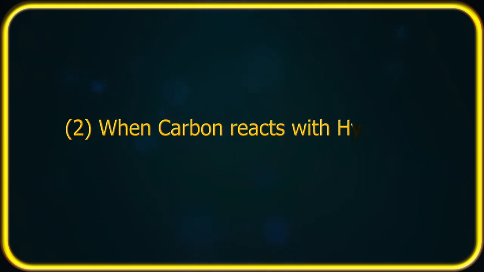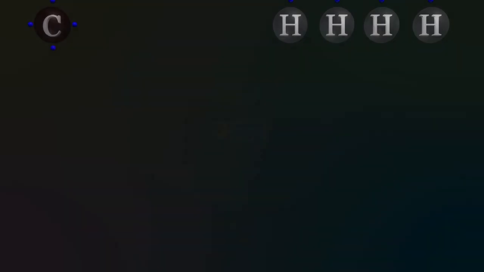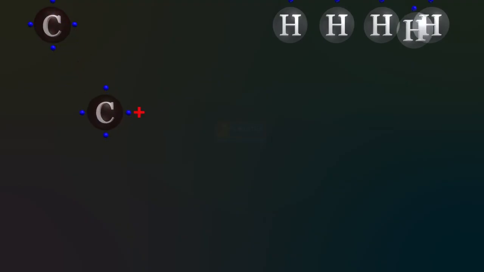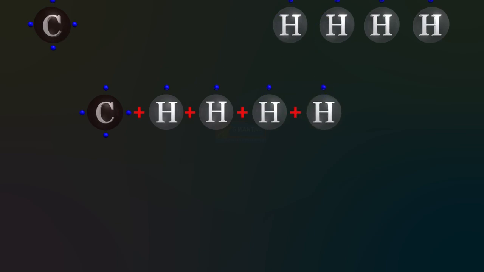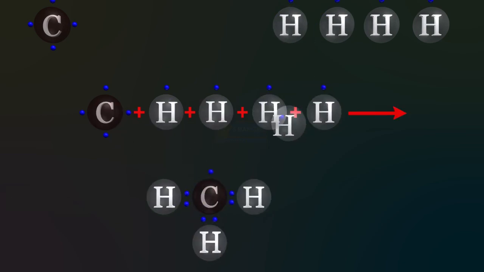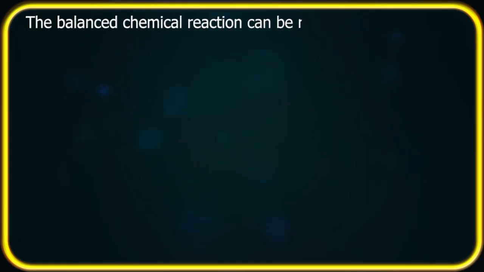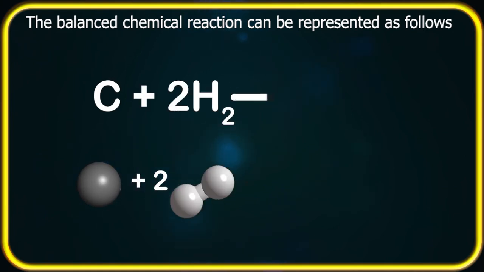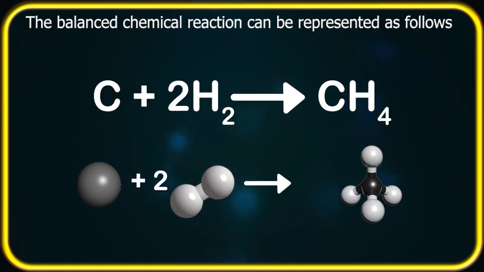2. When carbon reacts with hydrogen, it forms methane, that is CH4. The balanced chemical reaction can be represented as follows. C plus 2H2 gives rise to CH4.